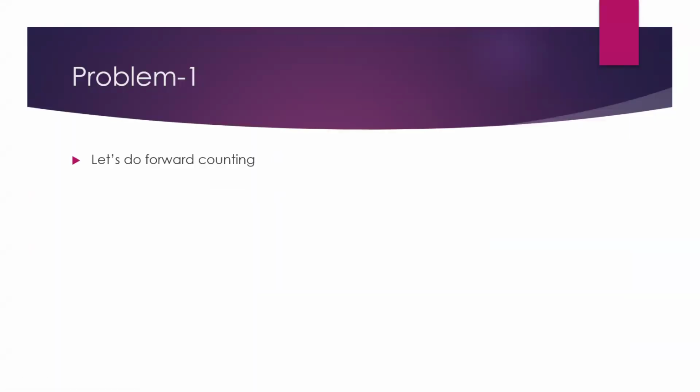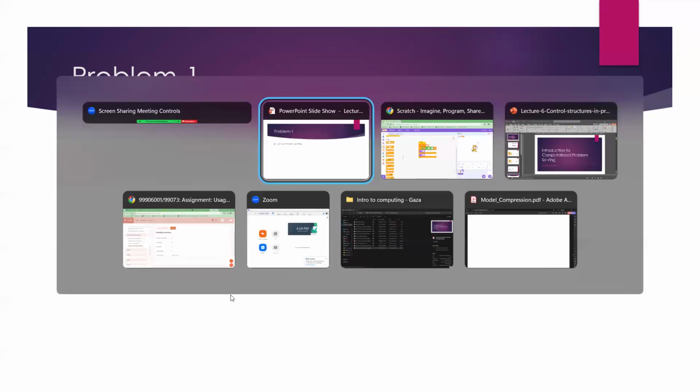So let's land on the first problem. That's a simple counting problem where we want our sprite to do forward counting. By forward counting, we mean that we want our sprite to count numbers, let's say from 1 to 20. So the sprite should be just counting 1, 2, 3, 4, and so on up till 20. And we'll be inserting a small pause, maybe half a second or so, between every count, so that we can visually see that the sprite is really counting. So let's jump to our Scratch screen.